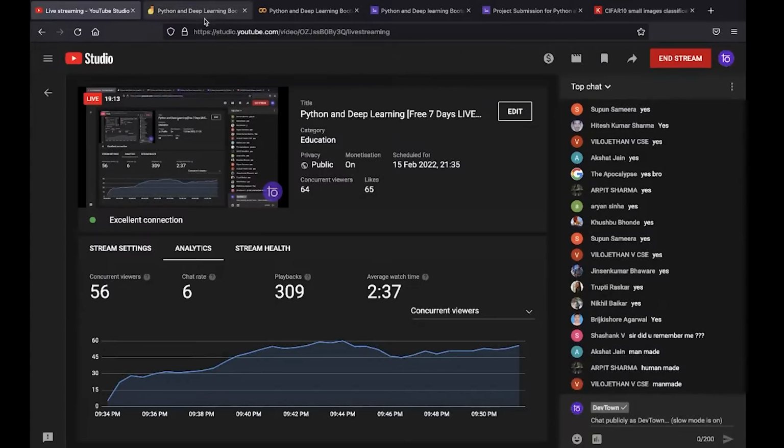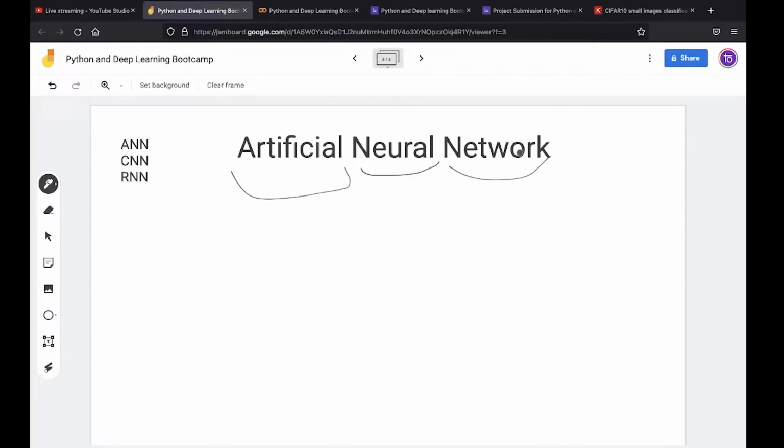In the same way, when we talk about an artificial neural network, we mean there are two neural networks. One is the natural neural network that is present in the human body, and the other is the artificial neural network that has been created by taking inspiration from the natural neural network, right? So this is an artificial neural network. Now, we have talked about the neuron. Neuron is one unit, right? Now we are talking about a network.